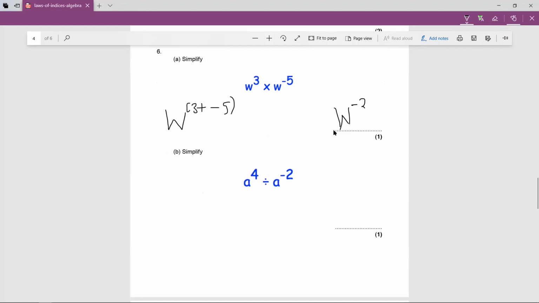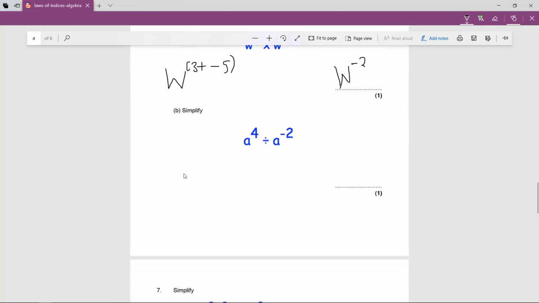Now, simplify a power 4 divided by a power negative 2. We apply the same technique. We'll have a power 4. Now, because this is division, the laws of indices say that we subtract the powers. So we'll have to do 4 minus, and the next power is a negative number. So we'll have 4 minus minus 2. That means we'll have a power positive 6, because minus and minus brings a plus.